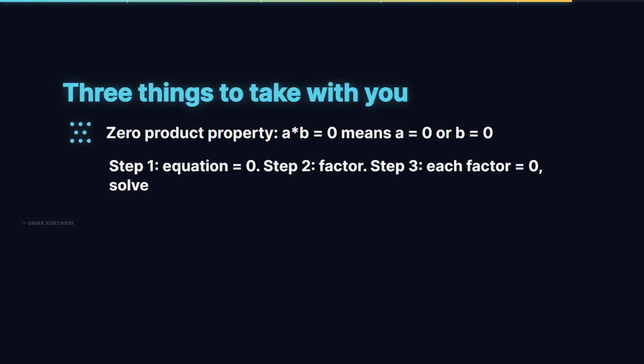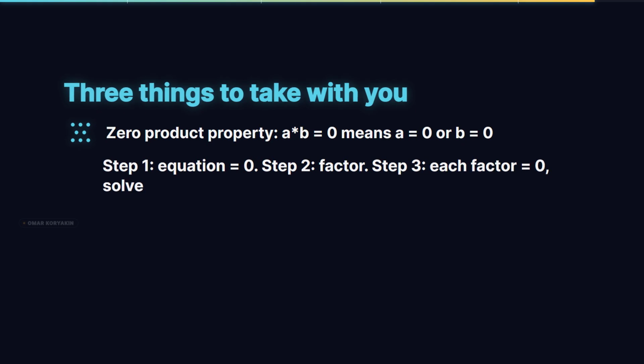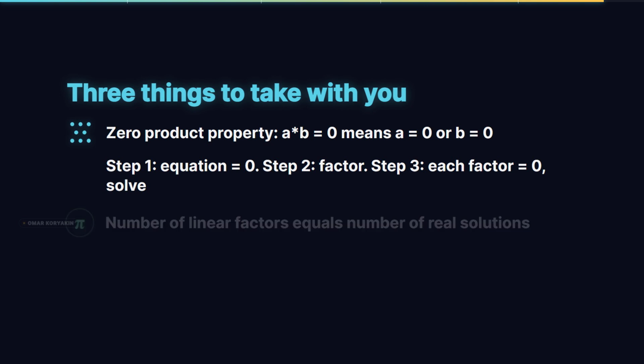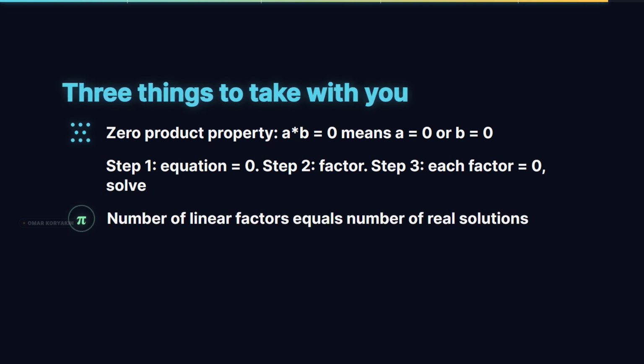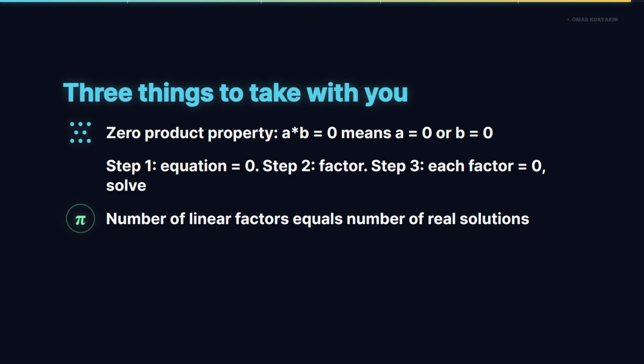The 3-step procedure is the same on every problem. Move everything to one side, factor the polynomial completely using the techniques from the last 8 lessons, set each factor equal to 0, and solve those simpler equations. The procedure does not change with the difficulty of the problem. The number of linear factors equals the number of real solutions. A factor that does not factor further over the reals, like x squared plus 4, does not contribute a real root. Count the linear factors in the complete factorization to know how many real x values solve the original equation.